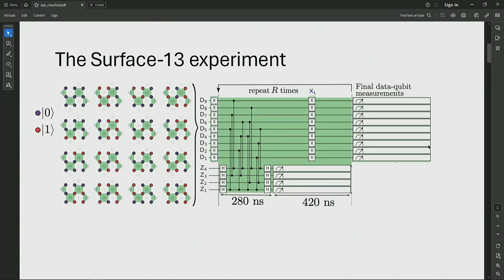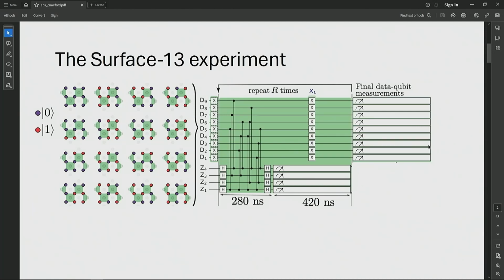We prepare the data qubits in one of the 16 basis states that make up the full logical 0 state, perform syndrome extraction for some number of rounds, and measure the ancilla qubits at the end of each round. One thing to note here that I'll come back to later is that we don't reset the ancilla qubits between rounds of syndrome extraction. At the end of the experiment, we measure the data qubits. And from these, we can construct the uncorrected logical measurement.